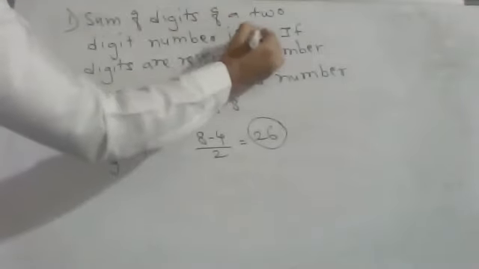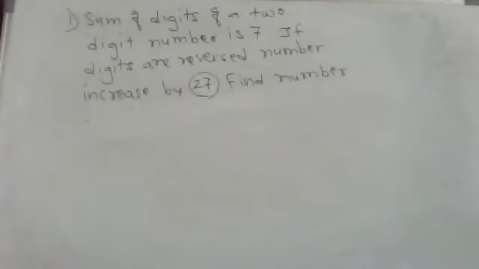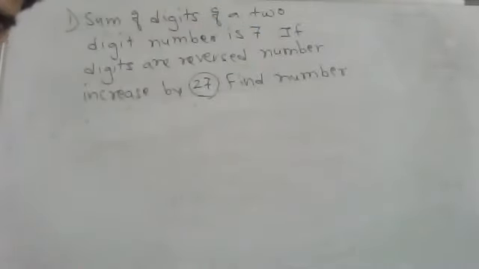One more question for you. Try to solve. 24 cannot be the answer as the sum of digits is 7. 25. Very good.